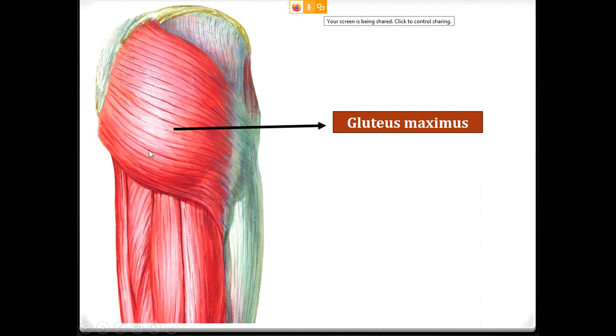So if we divide it into four different areas, this is the medial area and this is the lateral area. The upper lateral area is safe for intramuscular injections. So that is about the muscles.